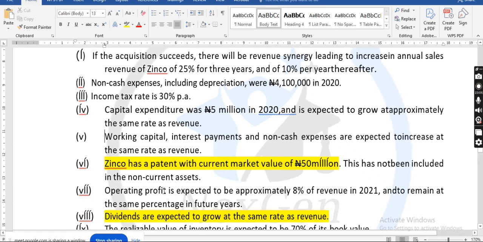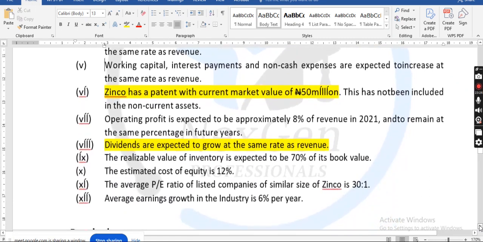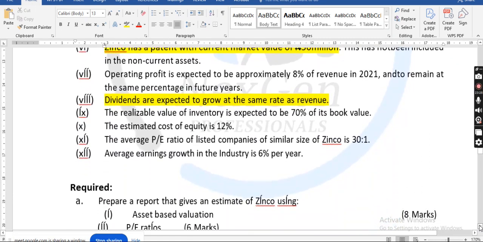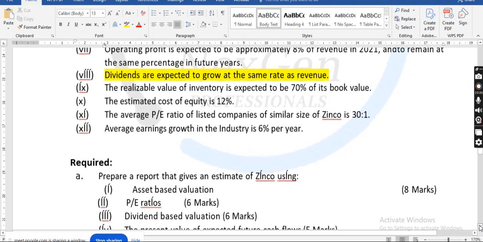Operating profit is expected to be approximately 8% of the revenue in 2021 and to remain at the same percentage in the future. Class, we have to present expected future cash flow. That is free cash flow to equity.